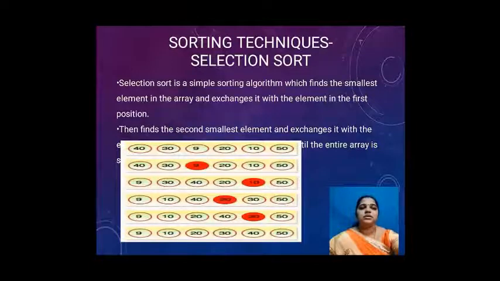And next one is selection sort. Selection sort is the simplest sorting algorithm, which finds the smallest element in the array and exchanges it with the element in the first position.